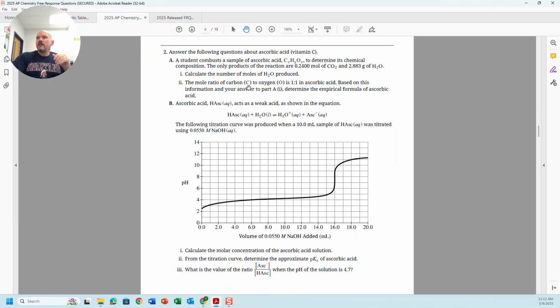Then they tell us that the carbon and oxygen ratio in the formula is 1:1. So whatever the subscript is of carbon, that's going to be the subscript of oxygen. So that's nice and friendly for us. And then basically we just have to figure out what the subscript of hydrogen is, okay?